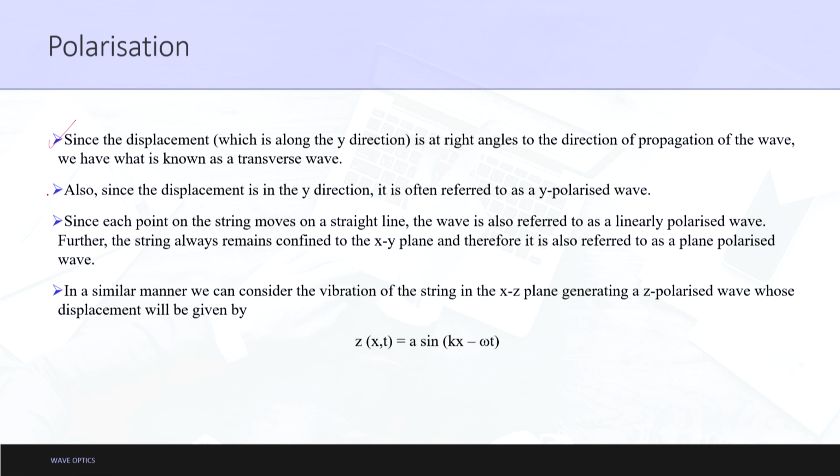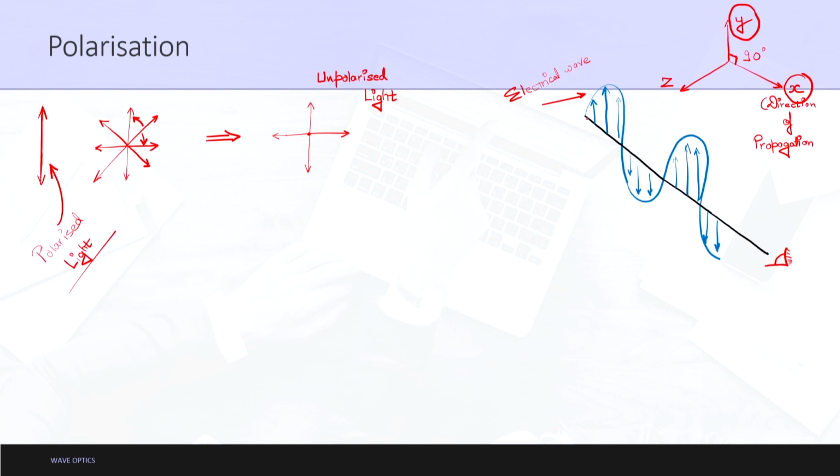Since the displacement is in the y direction, it is also referred to as a Y polarized wave. If we are only considering Y polarization, then it is known as a Y polarized wave. Since each point on the string moves on a straight line, the wave is also referred to as a linearly polarized wave. So what does it mean by linearly polarized wave? Because every point, so this was the original.